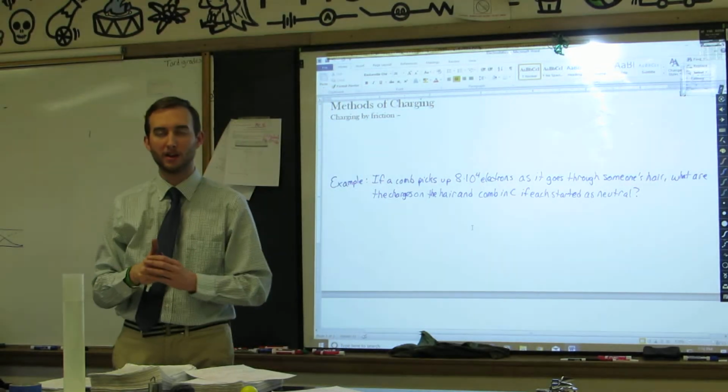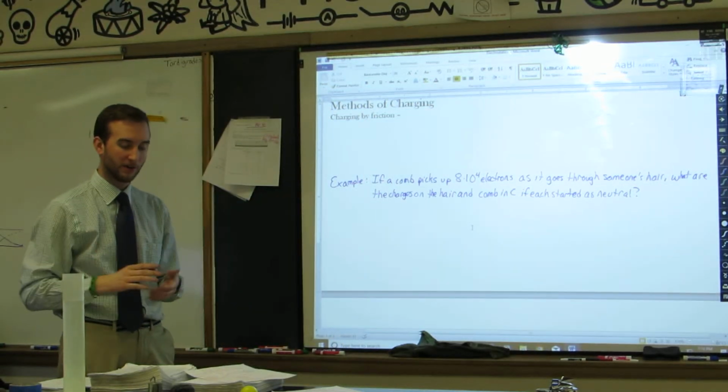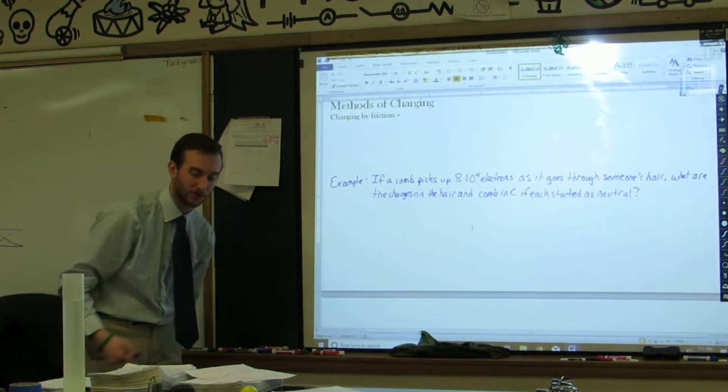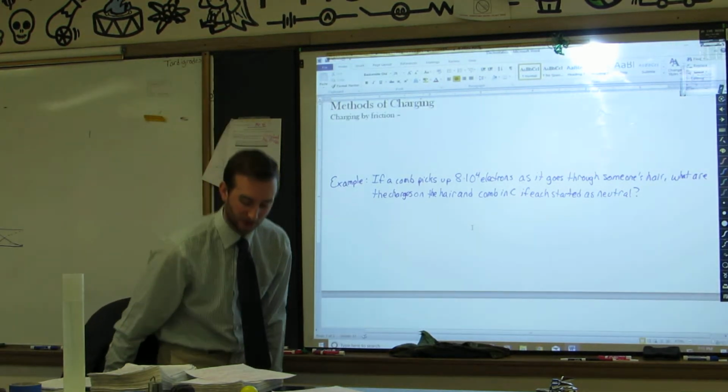So here's another example of charging by friction. Comb drags through hair, you have two objects sliding across one another, so some charge is going to get taken, some charge is going to get added onto a different object. Taken off of one object, added onto another.